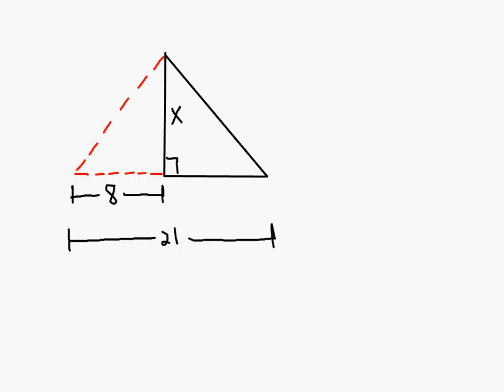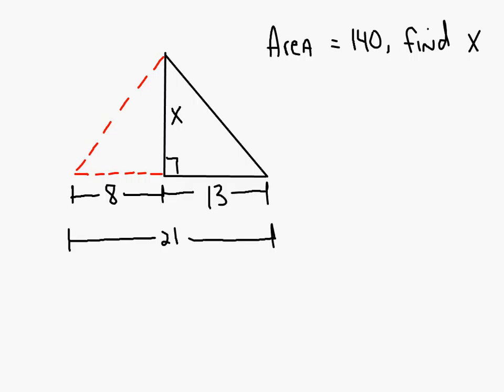Okay, you've got a couple problems where you're going to be given the area. Let's say the area equals 140. And you're going to be asked to find x, or solve for x. What does x represent in this picture? The height. Good. What would the base of this triangle be equal to? 13. Very good. This piece right here would be 13. The red dashed lines are just to confuse your eyes.